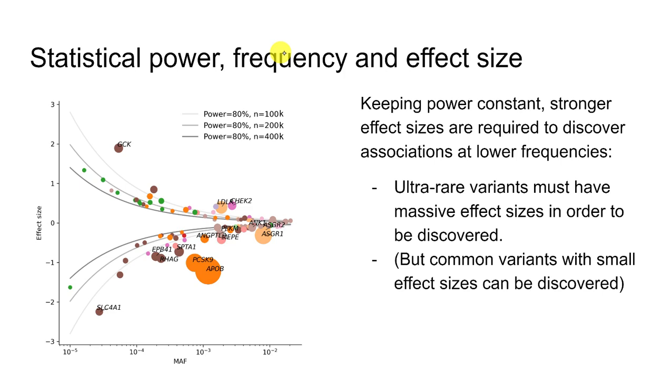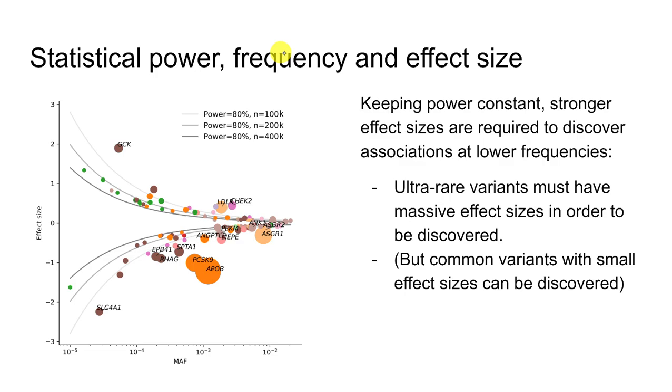I'm confused. You said you're keeping power constant, but your effect size is changing. You just said that power is dependent on the effect size. So what did you mean by that? Okay, so instead of saying power is dependent on effect size, it's more like the likelihood that you find an association is dependent on the effect size. So statistical power you set at 80%, and then as you get to rare variants, you need a larger effect size and sample size to be able to find that association. Does that make sense? Yeah, exactly.